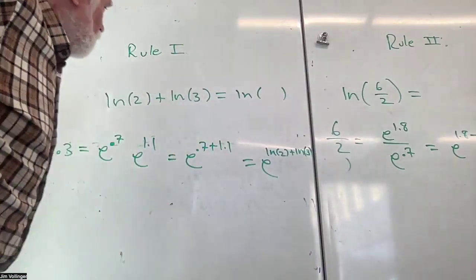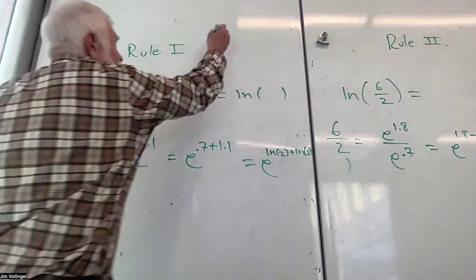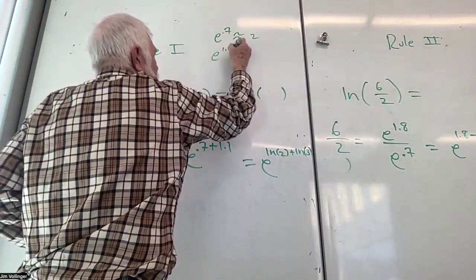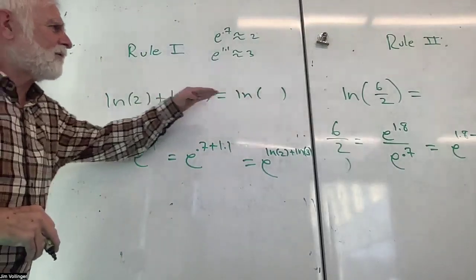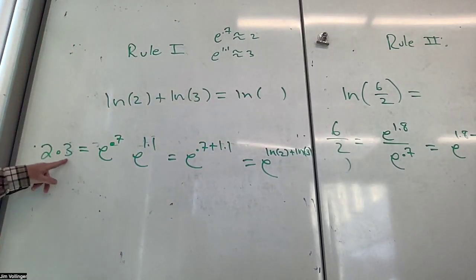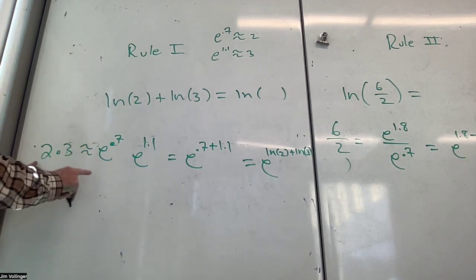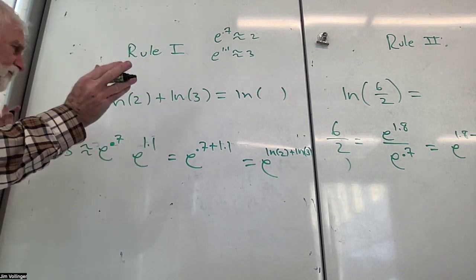All right, so rule number 1. Everyone should be familiar with e to the 0.7 equals 2, approximately, and e to the 1.1 approximately 3. So ln of 2 plus ln of 3 is going to become what? Let's find out. Let's look at 2 times 3. 2 times 3 is 6, which could be written in e notation approximately as 2 ≈ e to the 0.7 times 3 ≈ e to the 1.1, approximations.